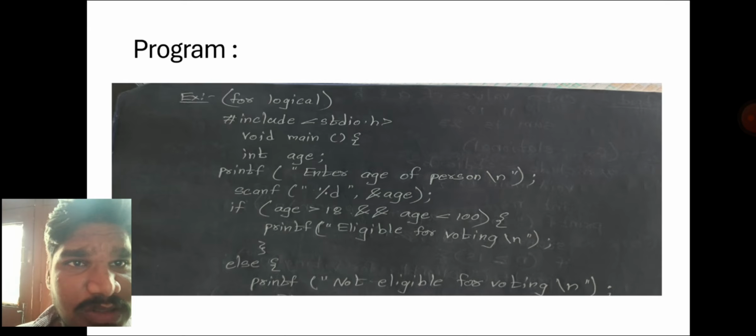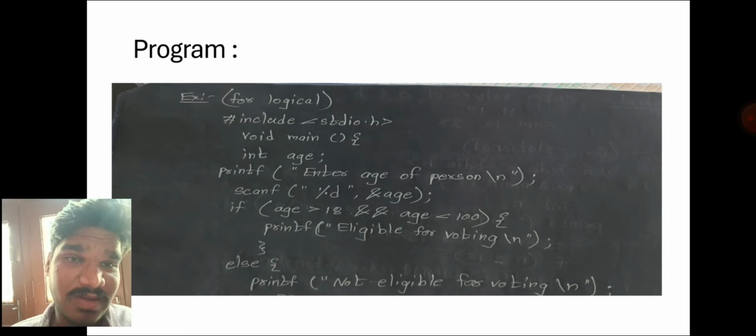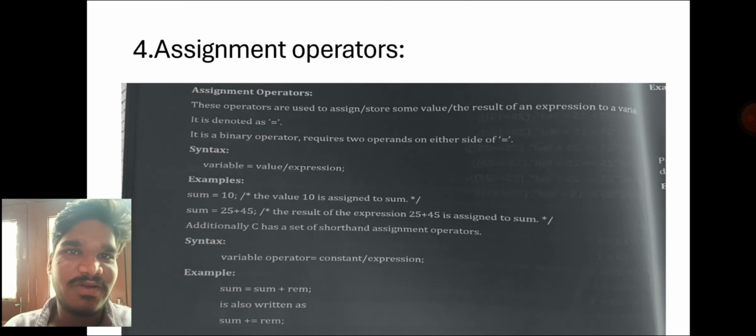Let's see a program on logical operators. Preprocessor, int main, printf statement, declaration, scanf. Here the relational operators: age greater than or equal to 18 logical and age less than 100. Printf eligible for voting, else printf not eligible for voting.